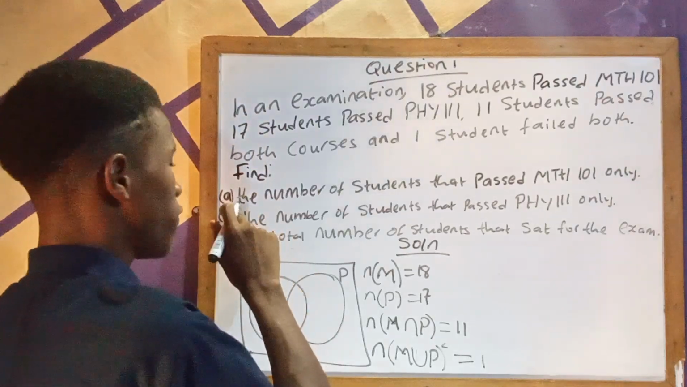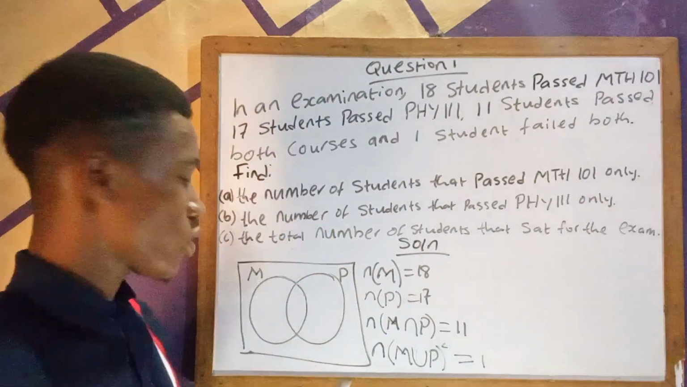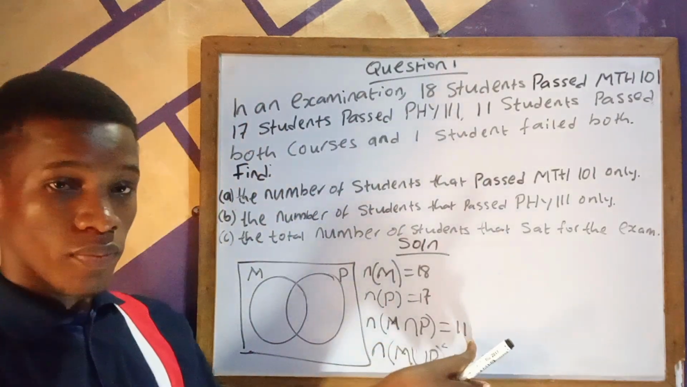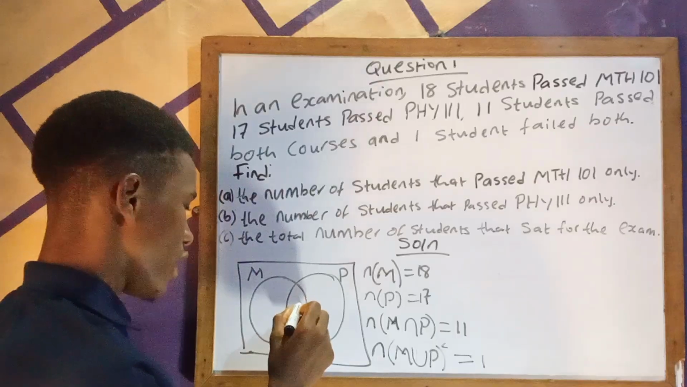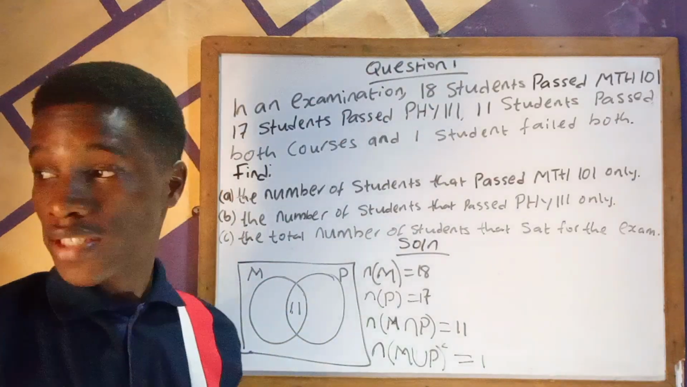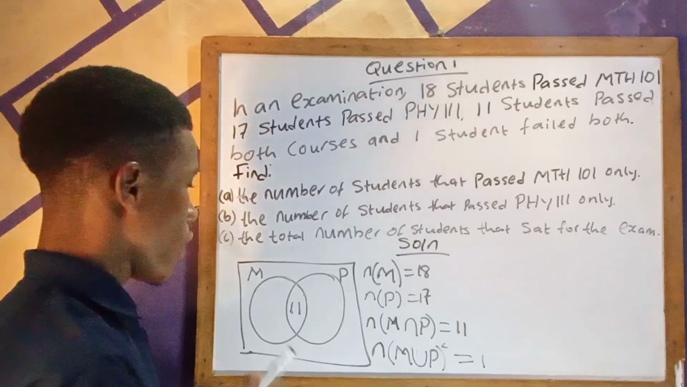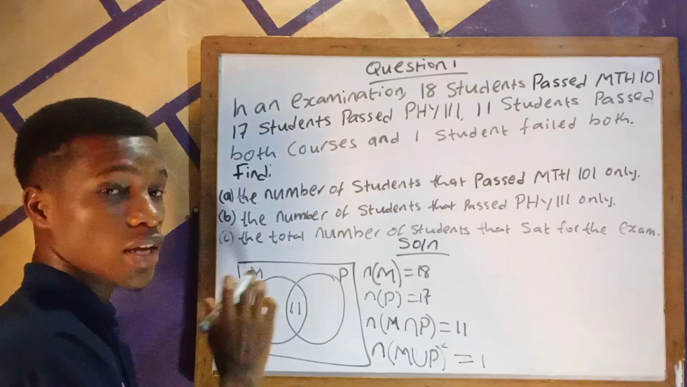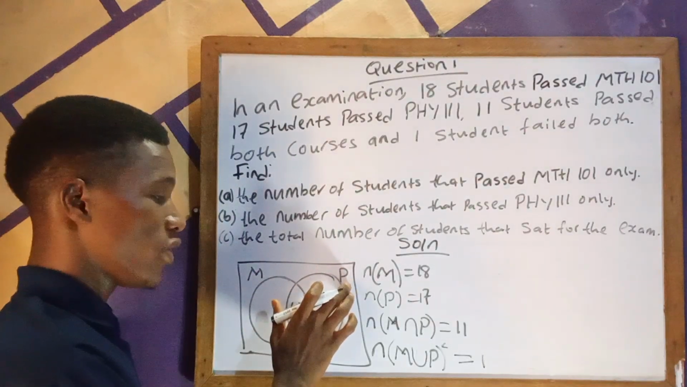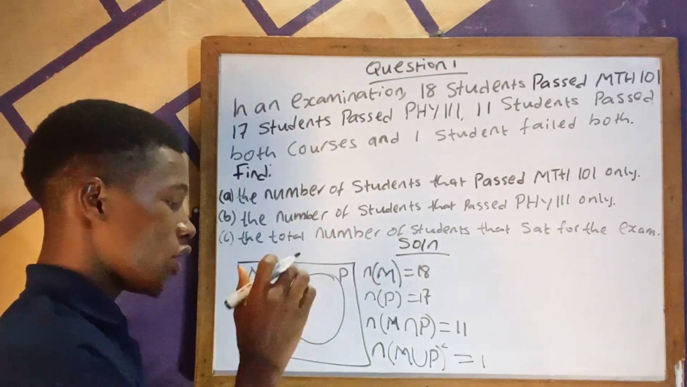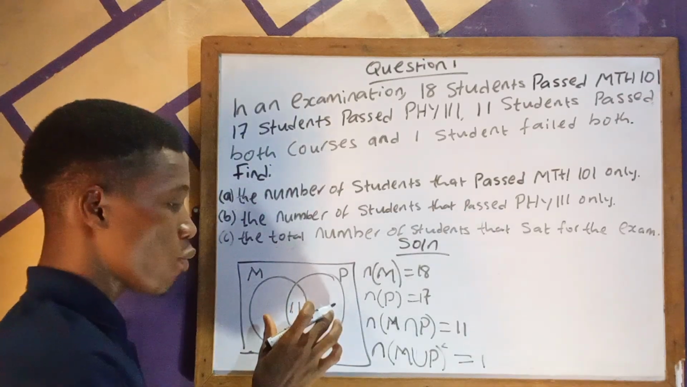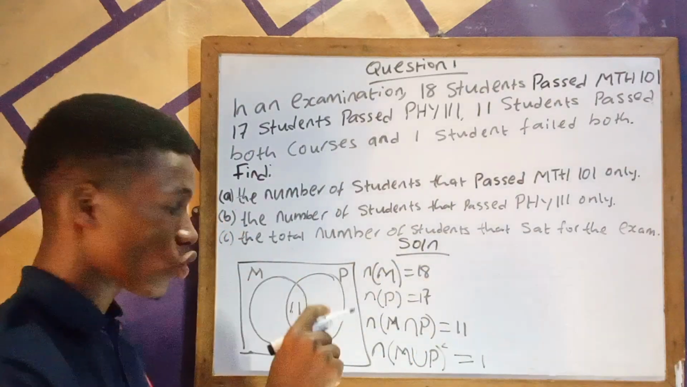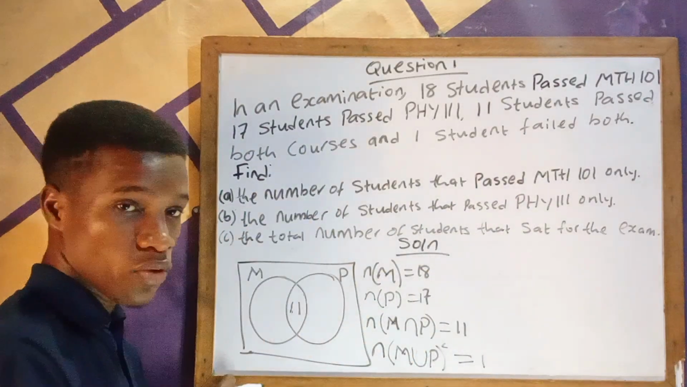Okay, now this first number says how many students passed both courses. So we are looking at 11 students who passed both courses. So we have here 11. Now the total number of people that passed Math is this whole set here, that is our M. The total number that passed Physics 111 is our P. Now if you observe, if 11 students passed both courses, that means it's reducing the number of those that passed only Math, because those that passed both of them still passed Math again.